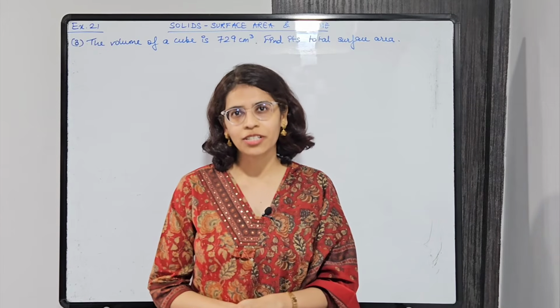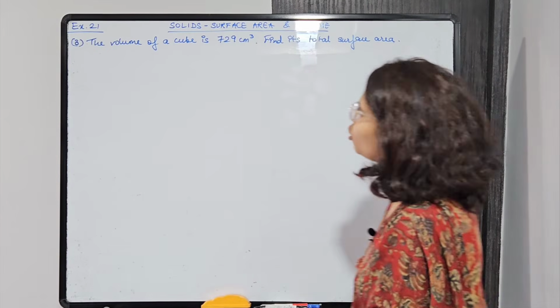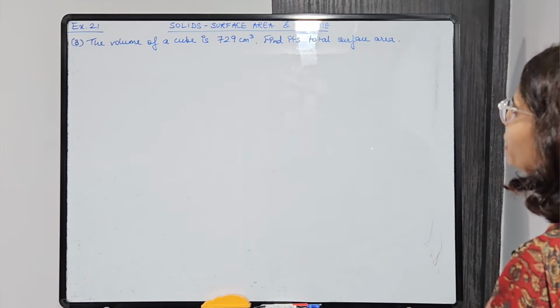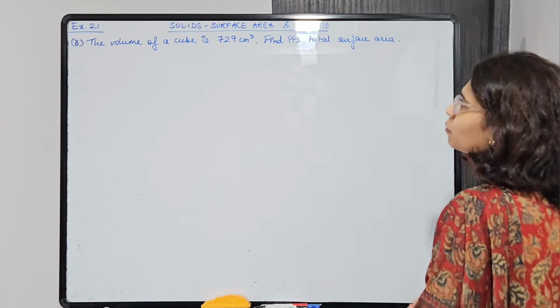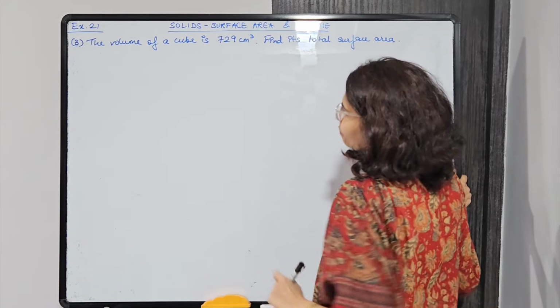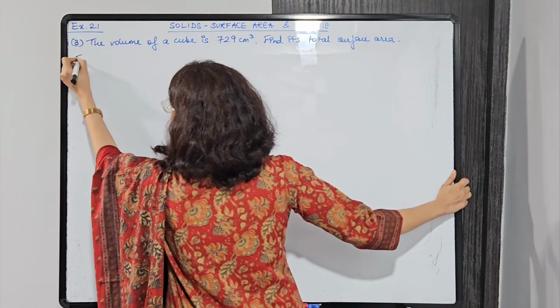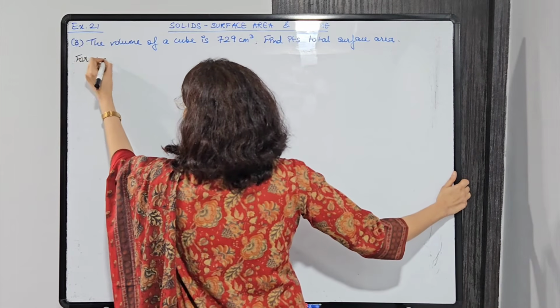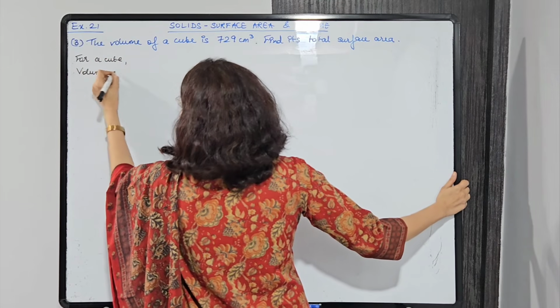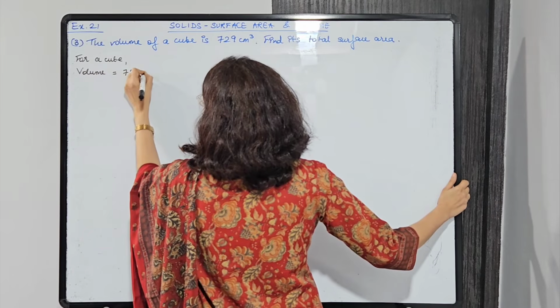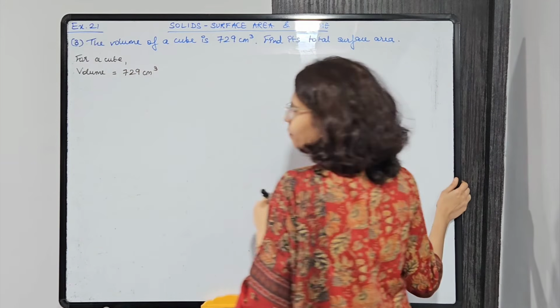Next question, question number 3. The volume of a cube is 729 cubic centimeter. Find its total surface area. For a cube, we are given the volume. So write down the given. For a cube, volume is given. It is 729 cubic centimeter.